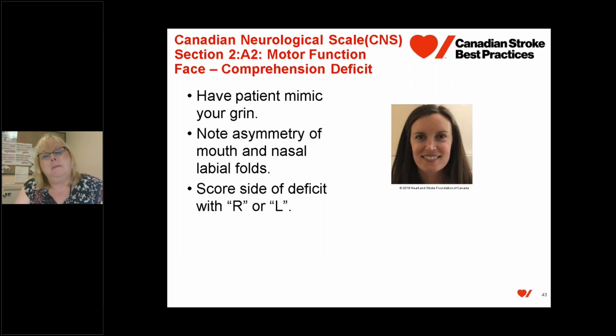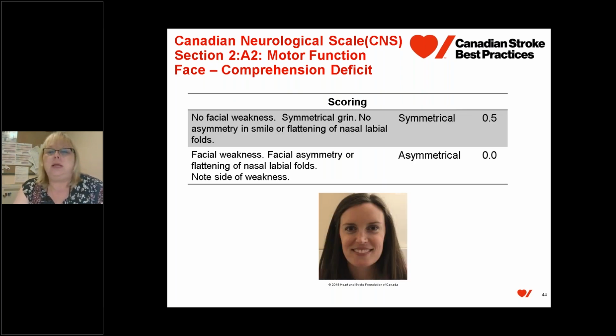Because the patient may not follow your command or understand to ask them to smile, here we are going to get the patient to mimic your smile. We're going to smile at the patient and see if they will smile back. We will then note if the mouth and nasolabial folds are symmetrical or not. Scoring here is either symmetrical or asymmetrical.